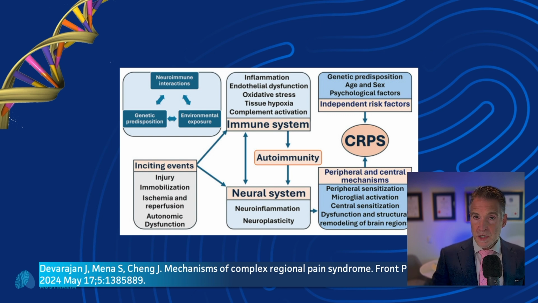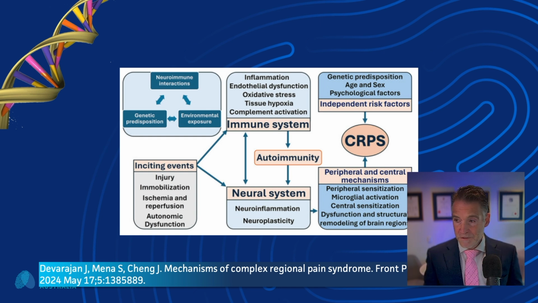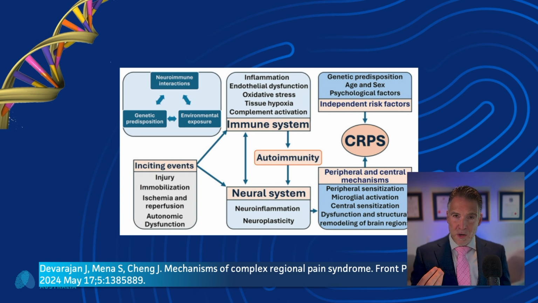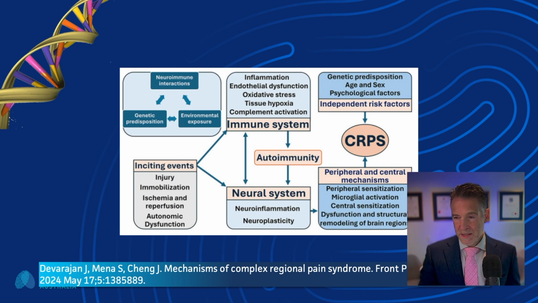Tissue hypoxia occurs, which means that there are relative small bits of lack of oxygen within parts of the tissue that may play a factor. Complement, which is a form of inflammation, can be activated. So you can see how this is quite a complex condition with complex mechanisms. Autoimmunity, so some are now saying that CRPS is an autoimmune condition like rheumatoid arthritis and other autoimmune conditions. So this is a fascinating area which we're learning more about every year.